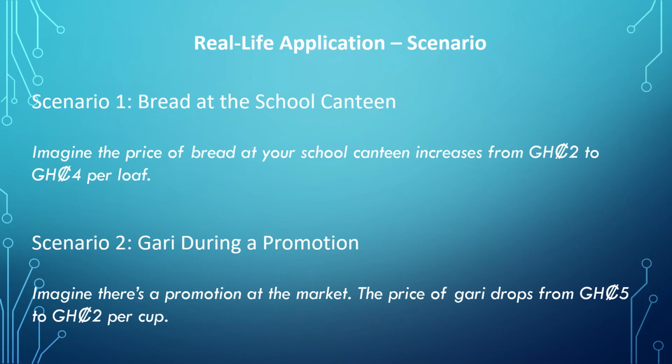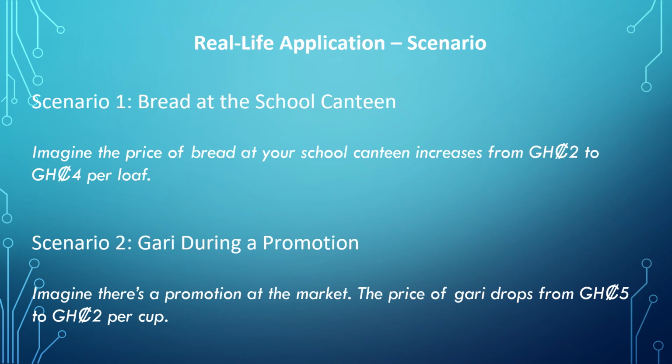The price has fallen significantly. What will buyers do? Exactly. The quantity of gari demanded will increase. More people will buy gari because it's now very affordable. People who normally buy other foods might switch to gari. Existing buyers might buy more. This is the other side of the law of demand. The price decrease causes an increase in quantity demanded.